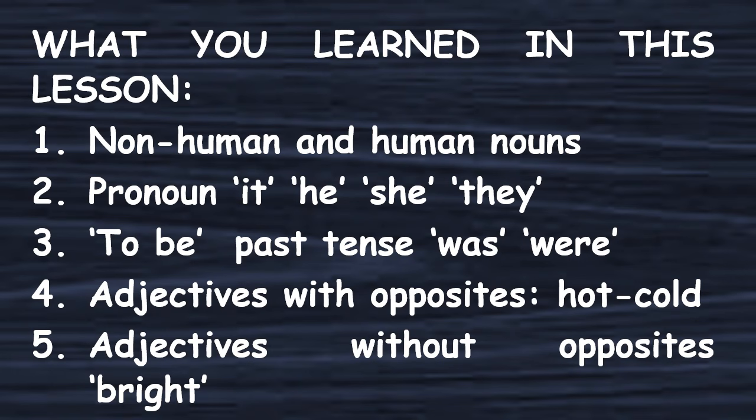For the human nouns, we used he and she. He masculine, she feminine, but swimmer and gardener do not have masculine feminine. They are a single word indicating a male swimmer or a female swimmer, a male gardener or a female gardener. Plural for he and she is also they. You learned the verb to be in its past tense. Was for singular and were for plural.